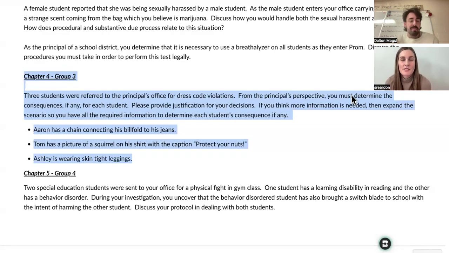Okay, chapter 4, discussion questions. Aaron has a chain connecting his billfold to his jeans. So what I jotted down, I said that I would follow these steps. I would probably look at the dress code policy, his intent, whether it's a safety concern or a potential disruption, or past behavior. So before I would address Aaron, I probably would need to know the school's dress code policy to see if such a chain is prohibited or not.